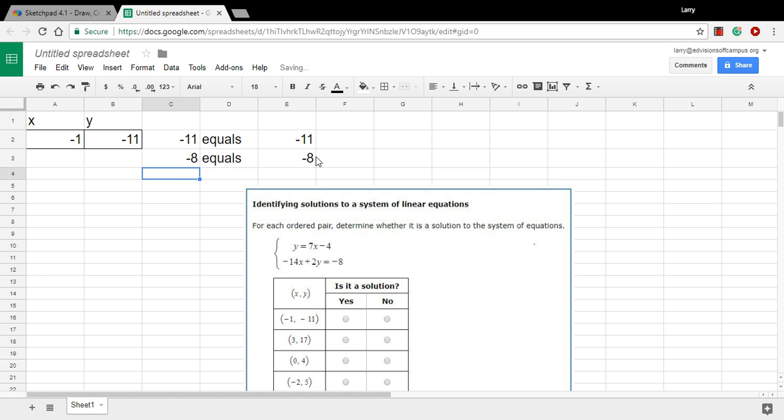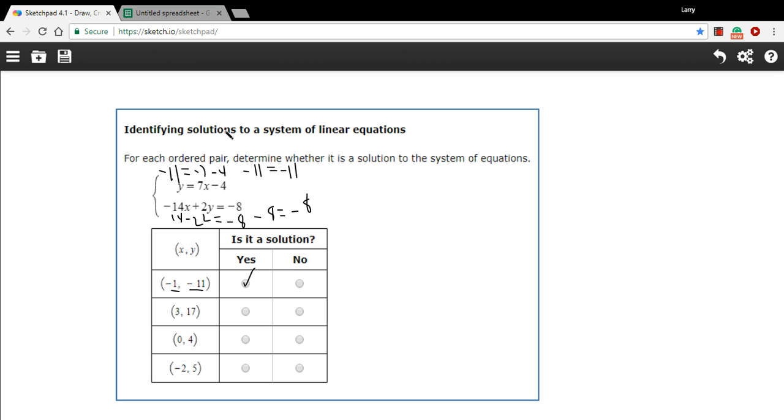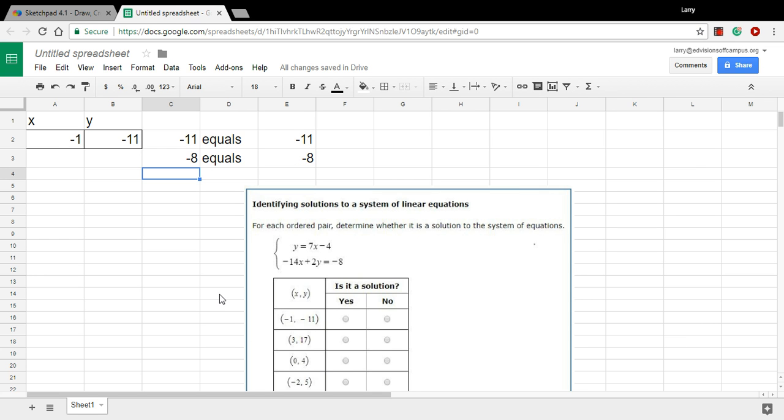And here we got -8 equals -8, and that is exactly what we got here when we calculated it by hand. Now that might seem like a fair amount of work, but once I've done that amount of work, I can start plugging in these other values. So let's plug in a 3 and a 17. And I've got 17 equals 17, and -8 equals -8. All right, let's plug in a 0 and a 4. This time I've got 4 equals -4 and 8 equals -8. So this one doesn't work.